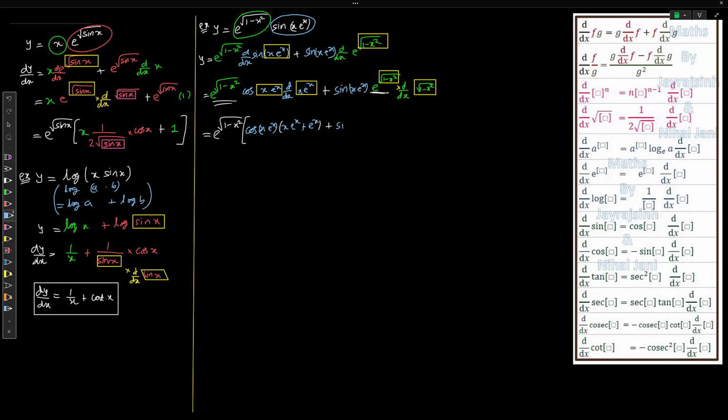Plus sin x e raised to x as it is. Since we took the term common, focus on the differentiation of root 1 minus x square. Root box will be 1 upon 2 root box into differentiation of box. Multiply the differentiation of 1 minus x square, that is minus 2x. Okay, so here the 2 will cancel out, the minus comes to the front, so we can further simplify. Ta-da!